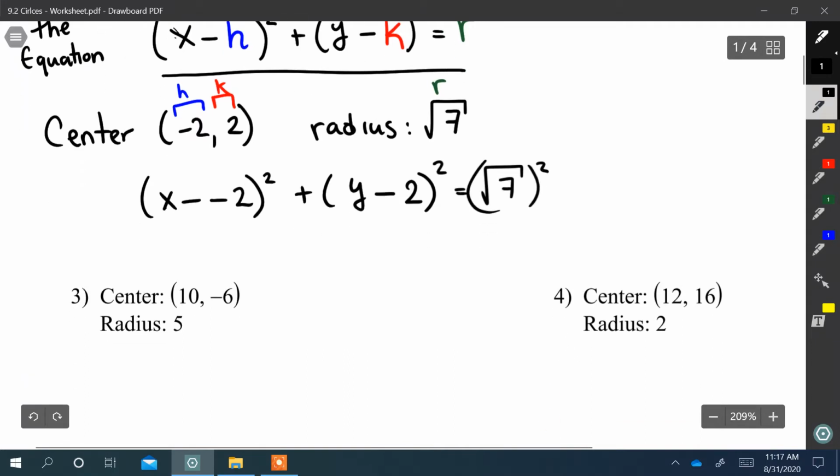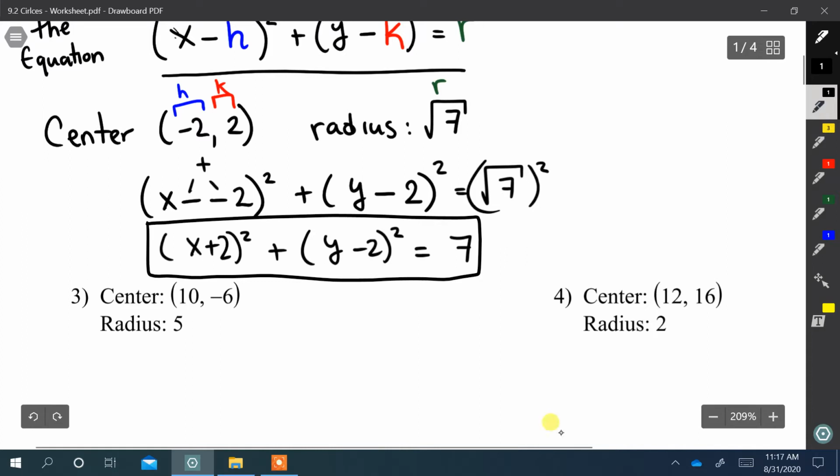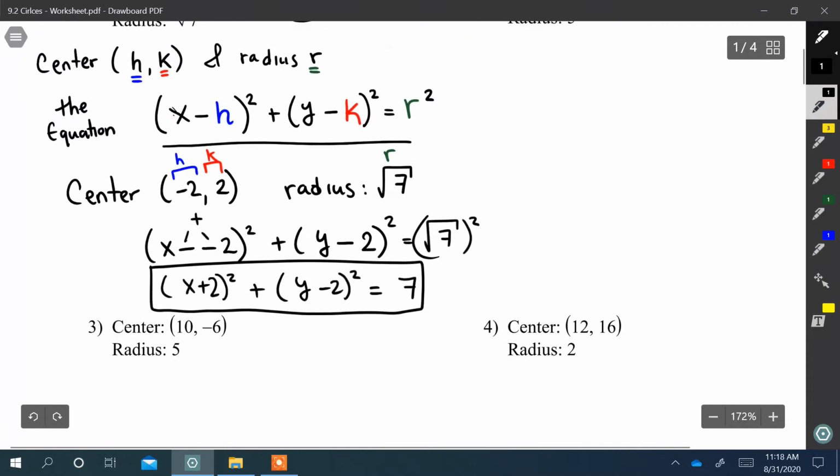Now let's simplify it a little bit. This and this, when you have two negatives, that turns into a positive. So we have x plus 2 squared plus y minus 2 squared is equal to, well, when you square a radical, it gets rid of it, so you get 7. And this right here will be an equation. If I were to put this in decimals, I will get a circle with that right there.